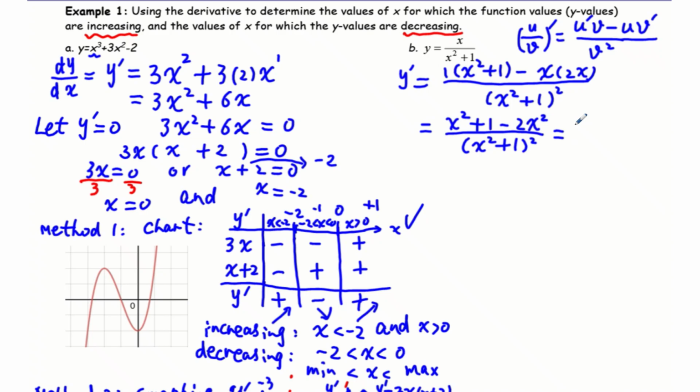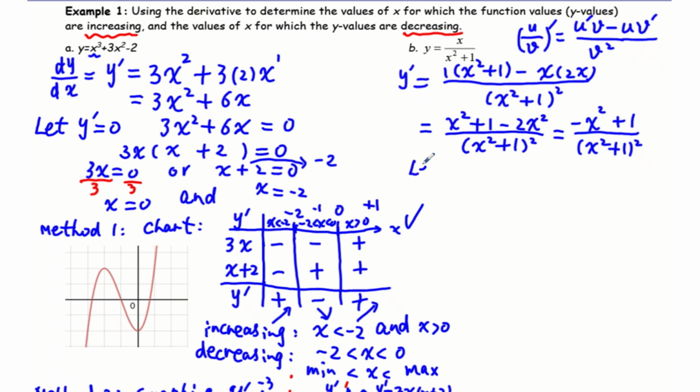So simplify, you will have negative x squared. x squared, same variable, same degree, they are like terms. When we add or subtract like terms, we just add the numbers at the front. No number means 1. 1 minus 2 is negative 1. We don't write the 1 here. 1 times x squared is just x squared, plus 1 over (x squared plus 1) squared.